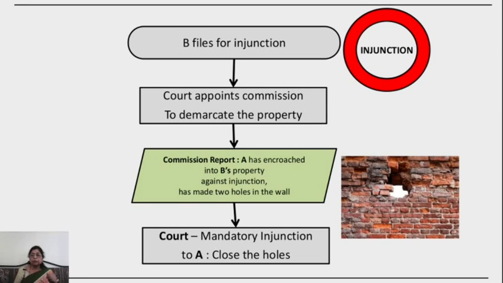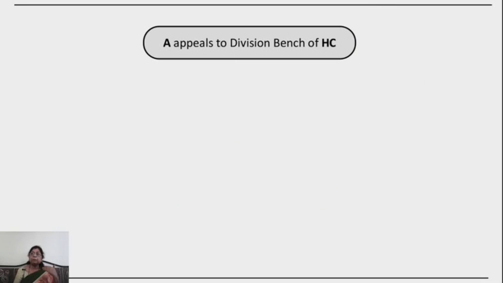Looking into this, the court immediately issues a mandatory injunction to A to close the holes. A mandatory injunction is to do something or not to do something. So you have made the holes, so you close the holes. That was the direction given to the appellant, that is to A. Now A appeals against this to the High Court, to a division bench. This was a matter decided by a single bench of the High Court.